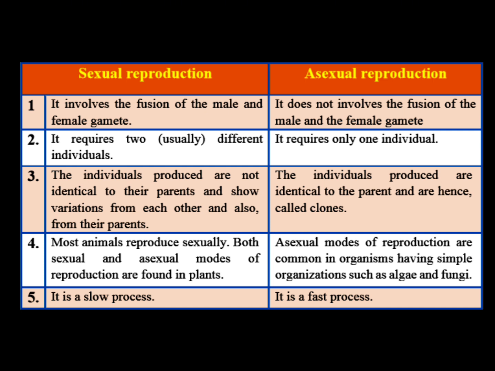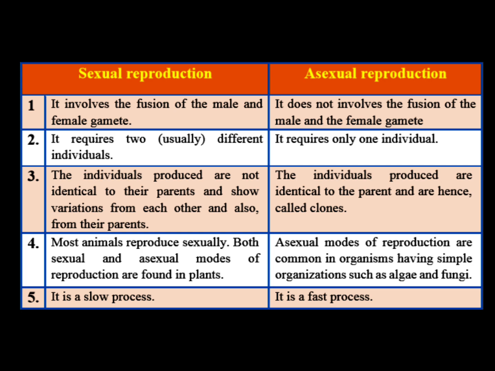Another difference is that sexual reproduction occurs mostly in animals, but when it comes to plants, some of the plants produce via asexual reproduction, and some of the plants produce via sexual reproduction. And asexual reproduction is common in some other plants, algae and fungi. Sexual reproduction is a slow process, whilst asexual reproduction is a fast process.